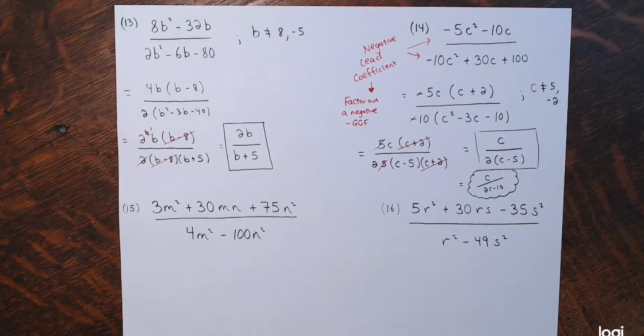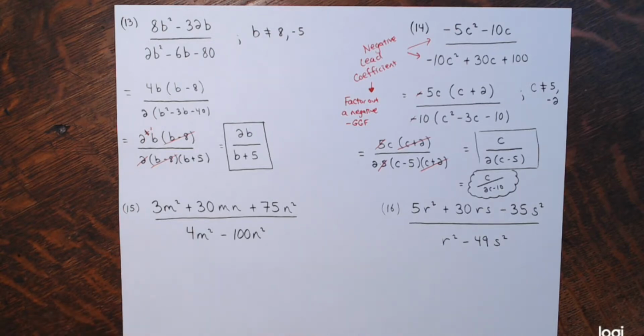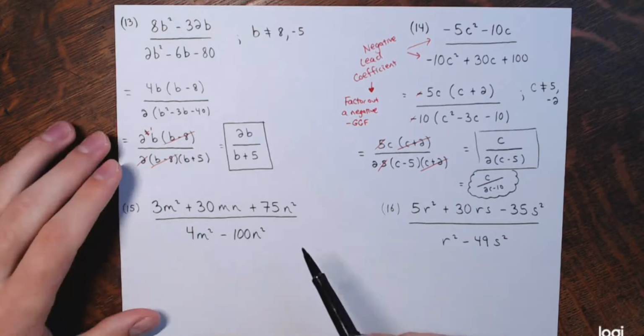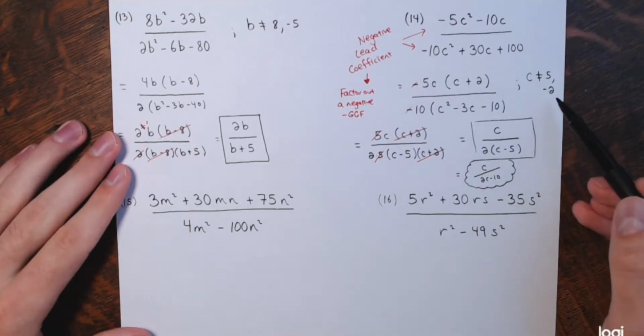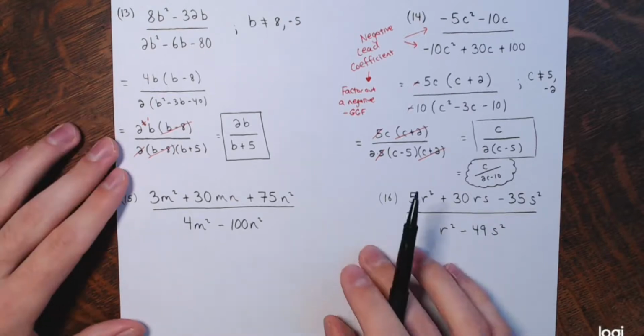All right. So now we're getting into some examples here with 2 variables. I know we saw some of those earlier, but you'll see when I list off the values that the variables can't be, it's going to be a little trickier. The factoring still works kind of the same, right?